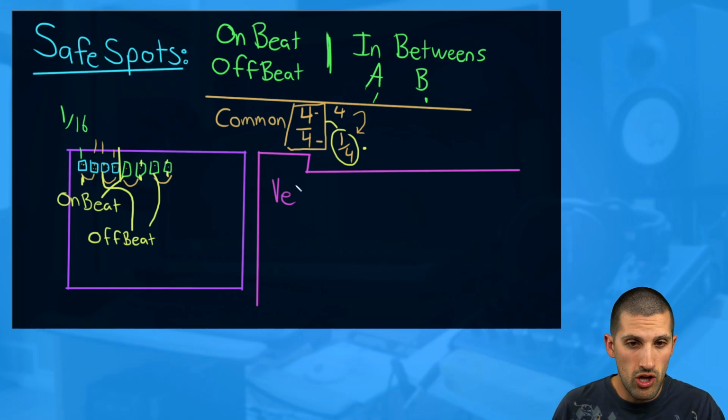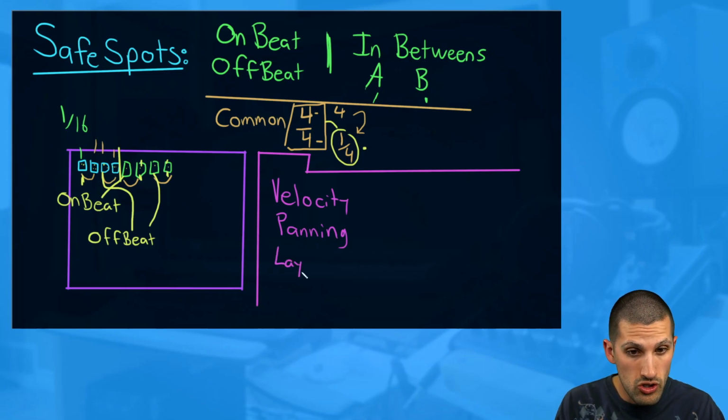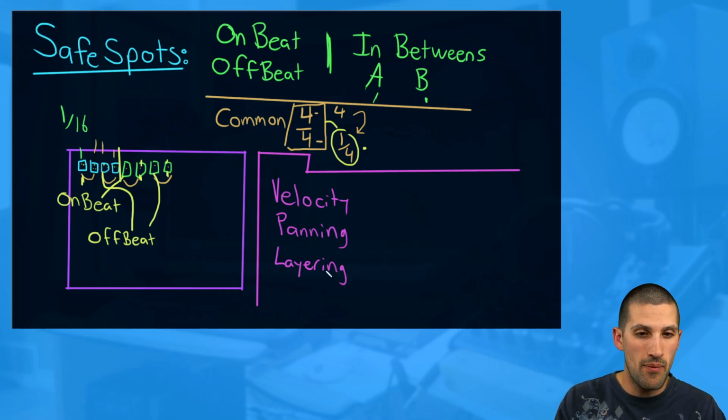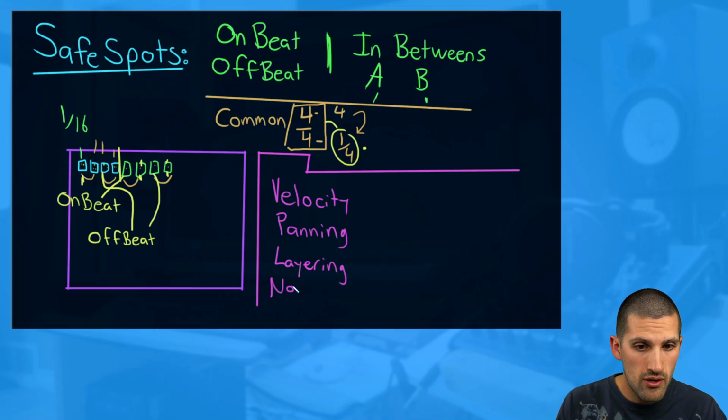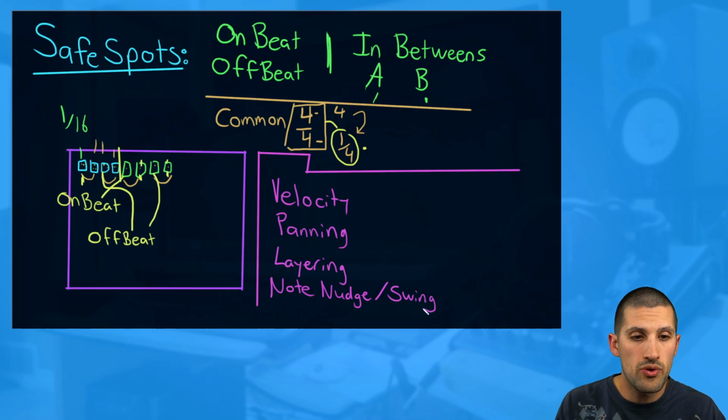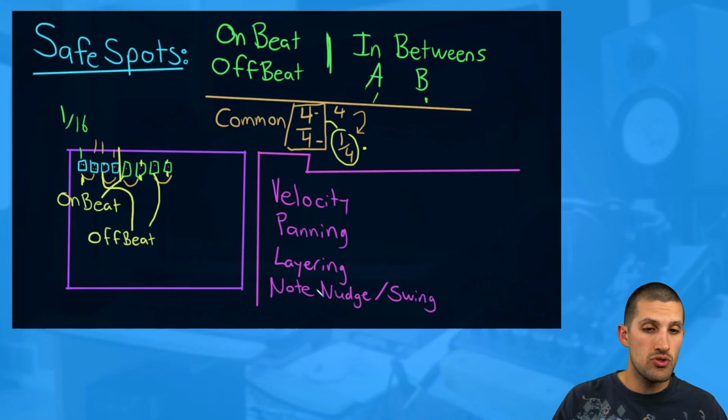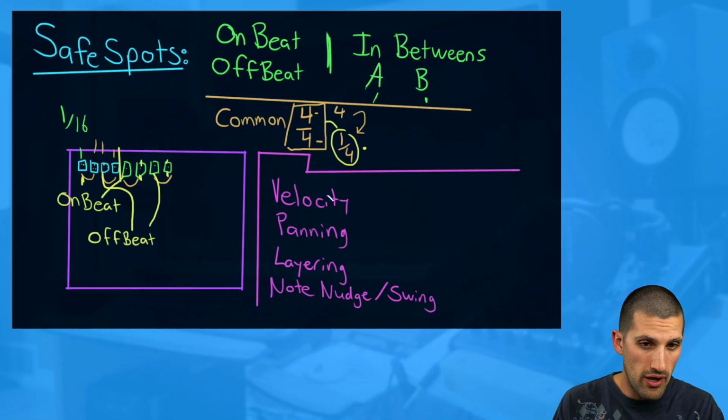So these are things such as velocity. We have velocity, we have panning, we also have layering, okay? These are all extremely powerful tools. In addition, we have note nudging. So I'll just go note nudge. And this is in addition with swing, okay? Swing is automatic, and note nudging is manual. Again, your 8th notes is swing. Note nudging allows you to do this on any 16th note, okay? You can be very, very creative. So we have velocity, panning, layering, note nudging and swing.